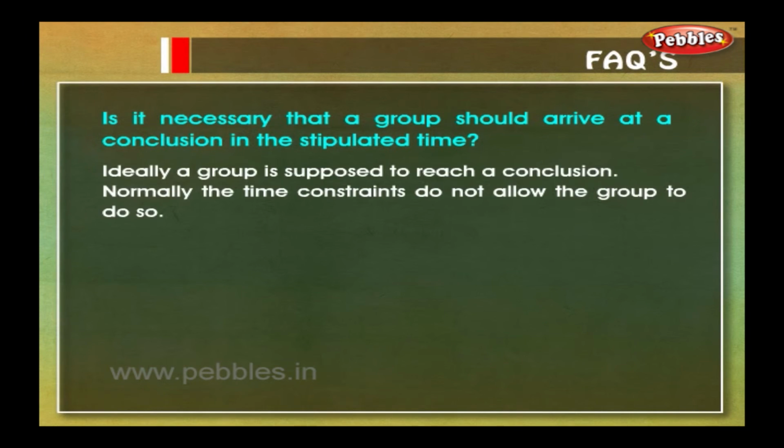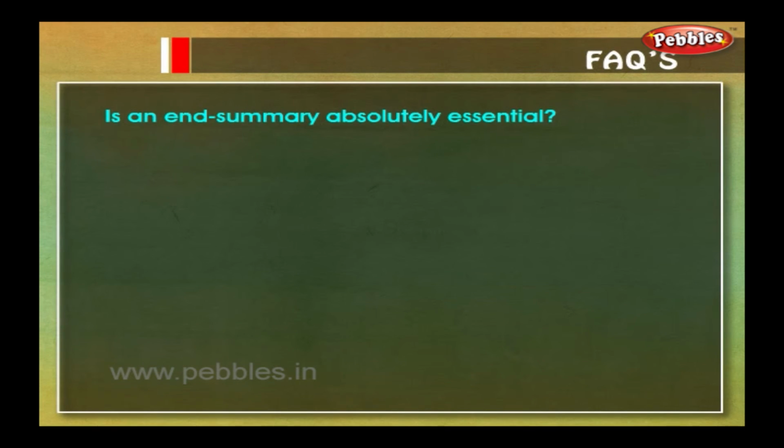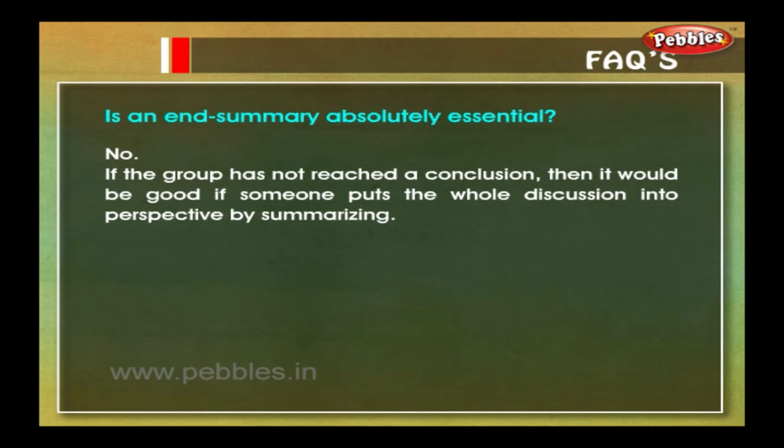Is it necessary that a group should arrive at a conclusion in the stipulated time? Ideally, a group is supposed to reach a conclusion. Normally, the time constraints do not allow the group to do so. Is an end summary absolutely essential? No. If the group has not reached a conclusion, then it would be good if someone puts the whole discussion into perspective by summarizing.